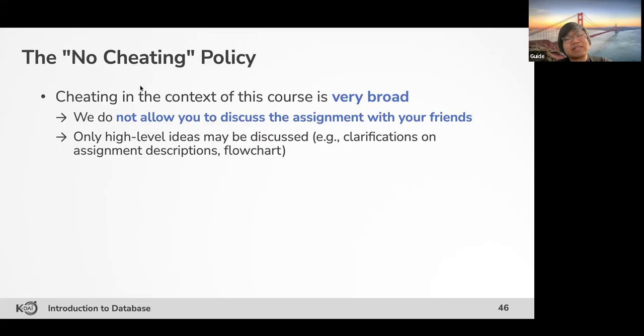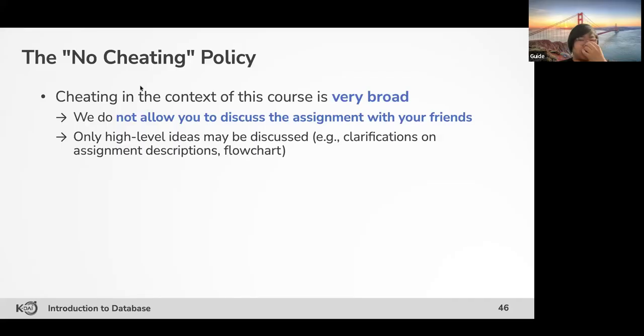Last semester I was not that serious about this, but this semester I will be very serious. This is one thing that I don't like: cheating. What do I mean by cheating? You must not discuss the assignment with your friends. You can only discuss high-level ideas. For example, if you don't understand the question, you ask your friend. That is fine, but you're not allowed to sit with your friend and code for them.